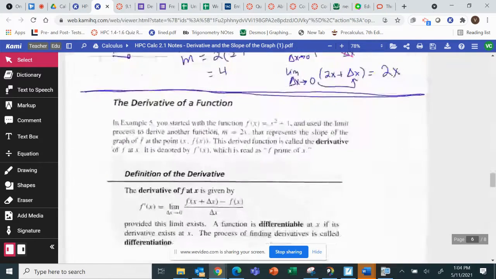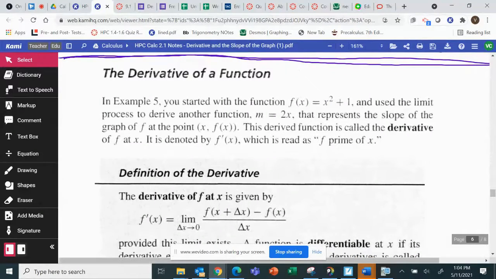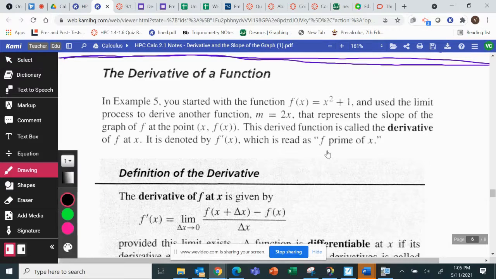So now today we're going to put some vocabulary with what we were doing, and we're going to learn what a derivative of a function is. So when we derive a new function, we are finding the derivative. That's why they call it the derivative, because we're deriving a new function. The derivative can be, not always, but can be denoted by f prime of x. When you see f prime of x, we are talking about the derivative of a function.